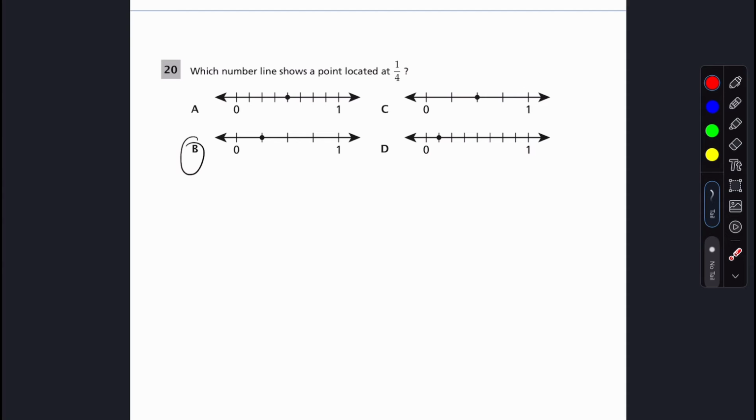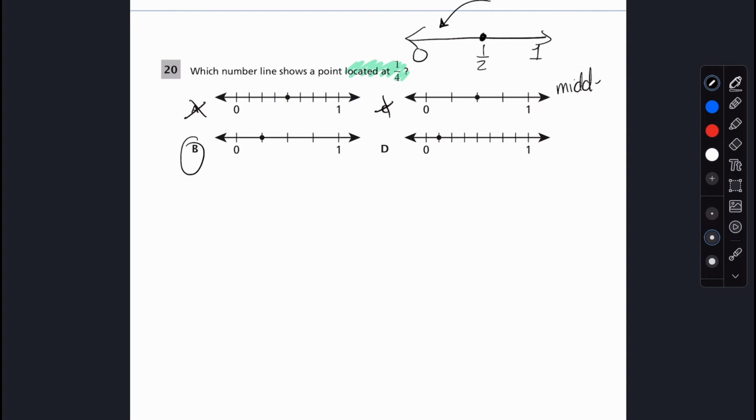Okay, here's the answer for number 20. It is B. Let's jump on in and see why. We're looking for the point located at 1/4. When I think about 1/4 and I'm doing some type of estimate, I kind of cut numbers in halves, and I know that 1 out of 4 is going to be less than half and closer to the 0 side than the 1 side. That's just how I start predicting where it should be on a number line. So knowing that, looking at A and B, it doesn't make sense that 1/4 is going to be in the middle. That's a no.